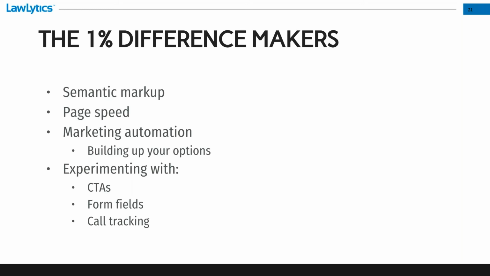Last on this list are some things to experiment with. And the first one is CTAs. So when you're at the biggest phase of your growth, then you can start experimenting with the calls to action that you feature on your law firm's website. So try different action words, try different phrasing, see what draws in more clients.